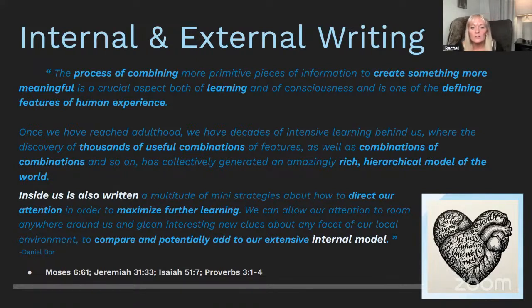Once we have reached adulthood, we have decades of intensive learning behind us, where the discovery of thousands of useful combinations of features, as well as combinations of combinations, and so on, has collectively generated an amazingly rich hierarchical model of the world. Inside us is also written a multitude of strategies about how to direct our attention in order to maximize further learning. We can allow our attention to roam anywhere around us and glean interesting new clues about any facet of our local environment, to compare and potentially add to our extensive internal model.